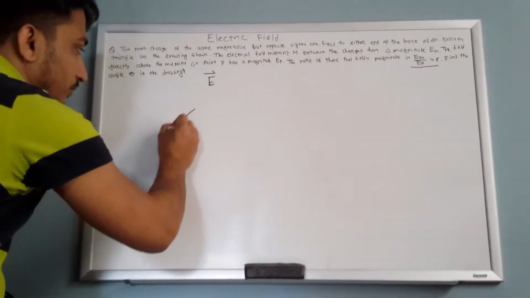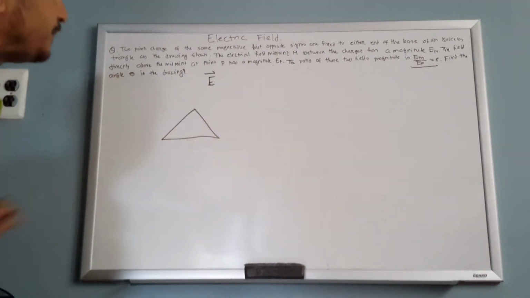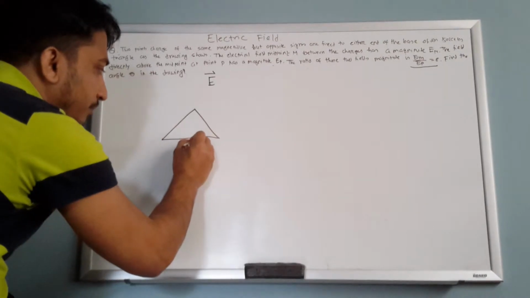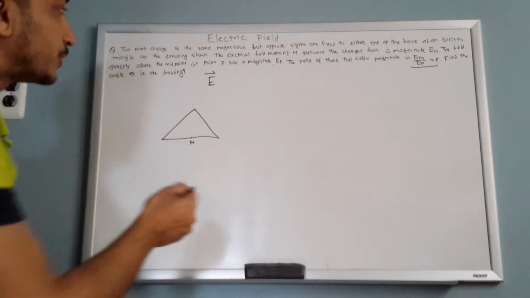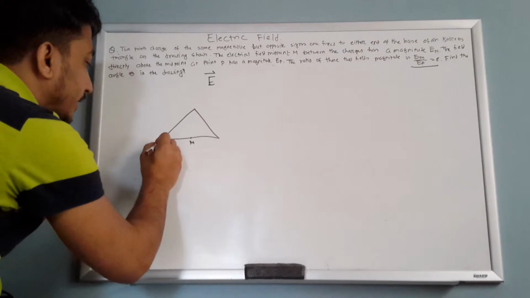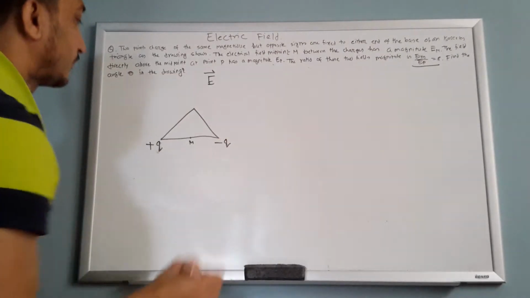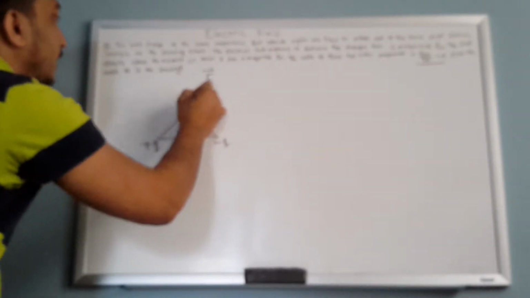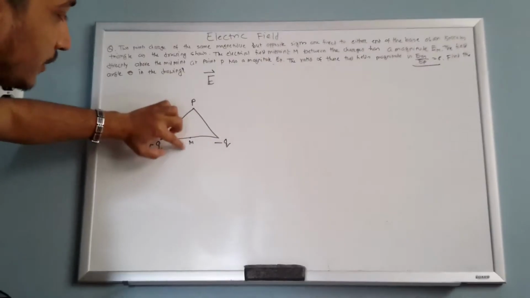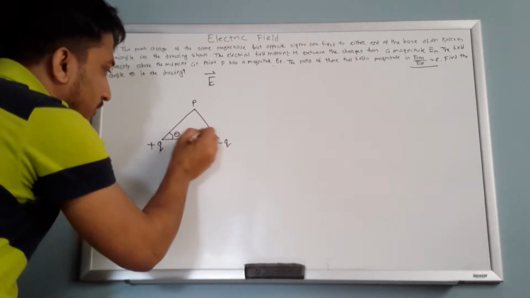So first, we have to draw. And what is it saying? There is a midpoint, this is M, and two point charges of the same magnitude. Their magnitude is the same, but the signs are opposite. So one is positive Q, one is negative Q, and directly above the midpoint is point P. What we have to do is find the angle theta.